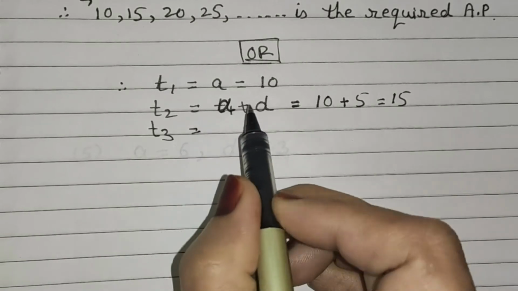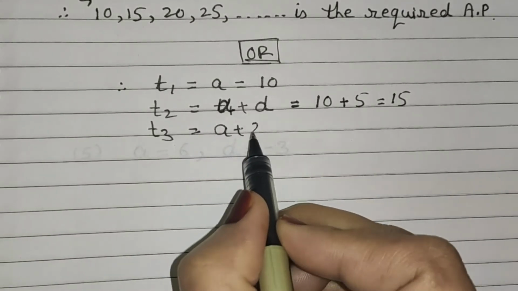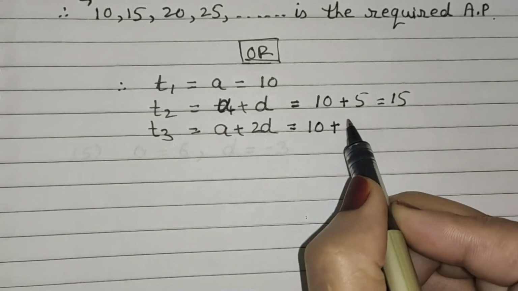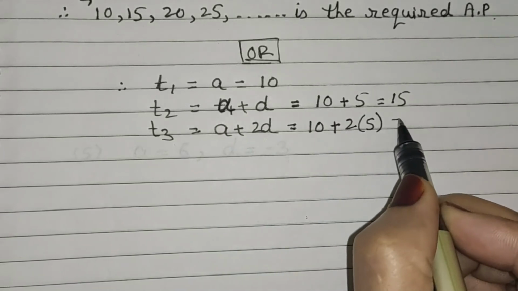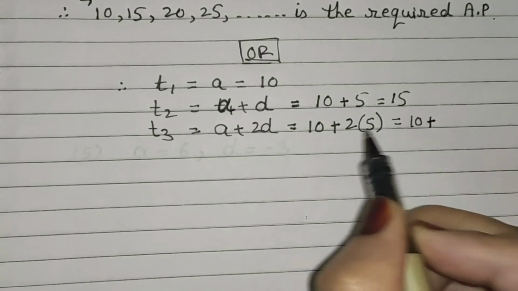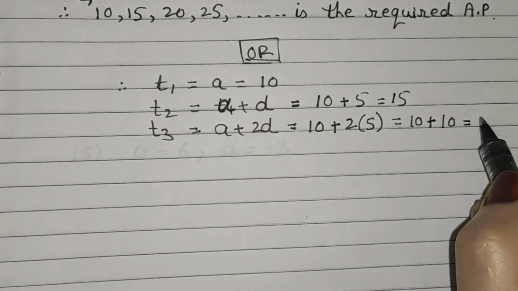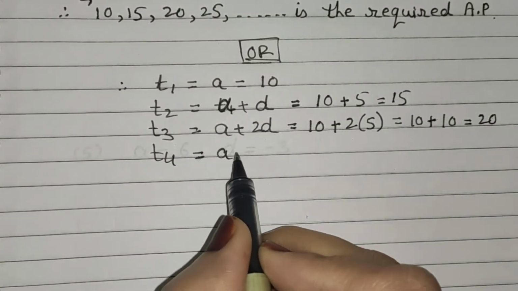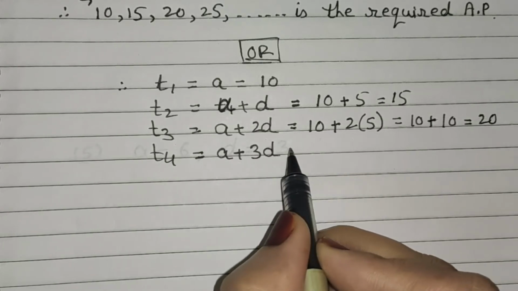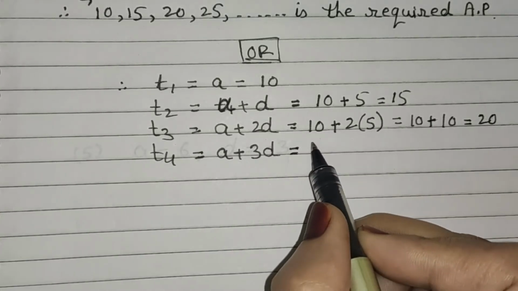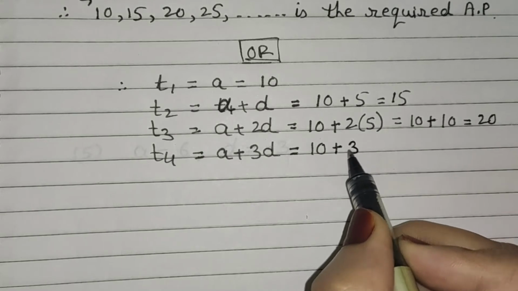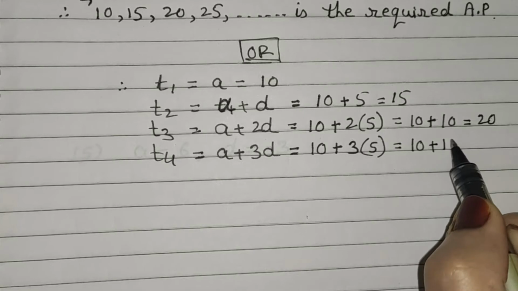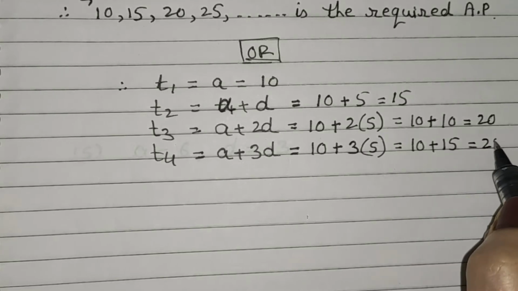T3 is equal to a plus 2d. The value of a is 10 plus 2d means 2 into 5, so 10 plus 5 twos are 10, which is equal to 20. And the value of T4 is equal to a plus 3d. The value of a is 10 plus 3d means 3 into 5. Now, 10 plus 15 is equal to 25.